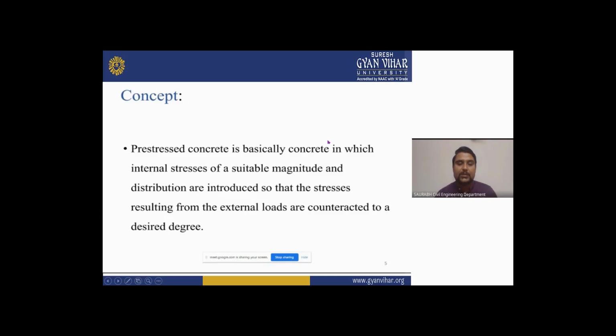Now we will know what is the concept behind pre-stress concrete. Prestress concrete is basically concrete in which internal stresses of a suitable magnitude and distribution are induced so that the stresses resulting from the external load are counteracted to a desired degree.